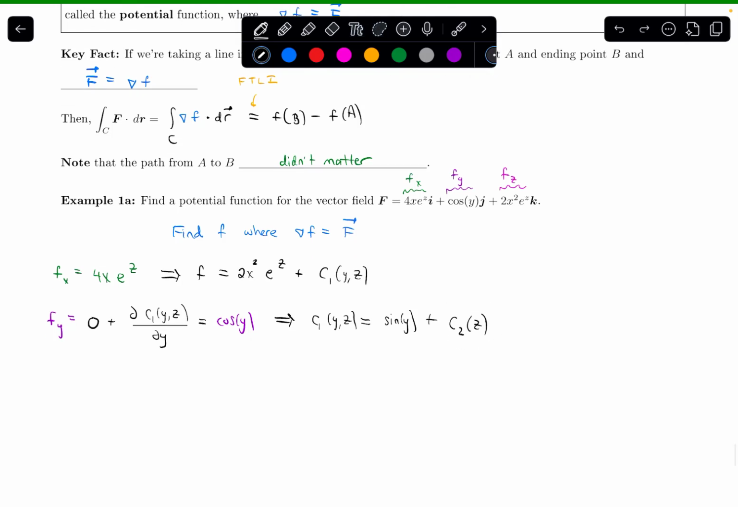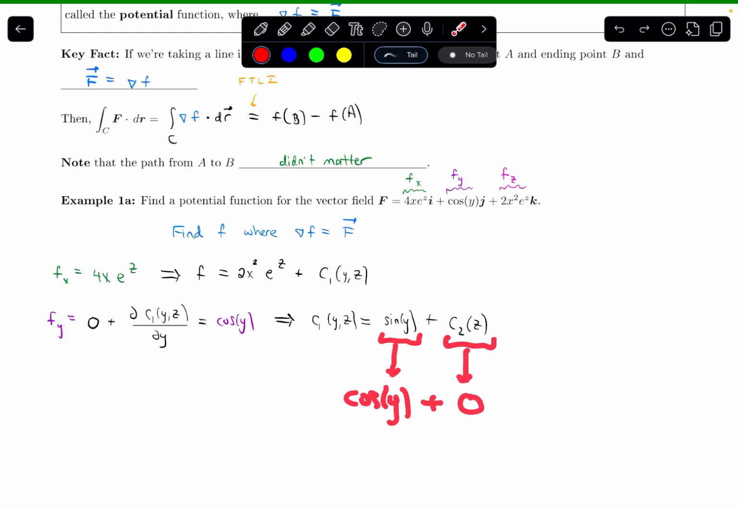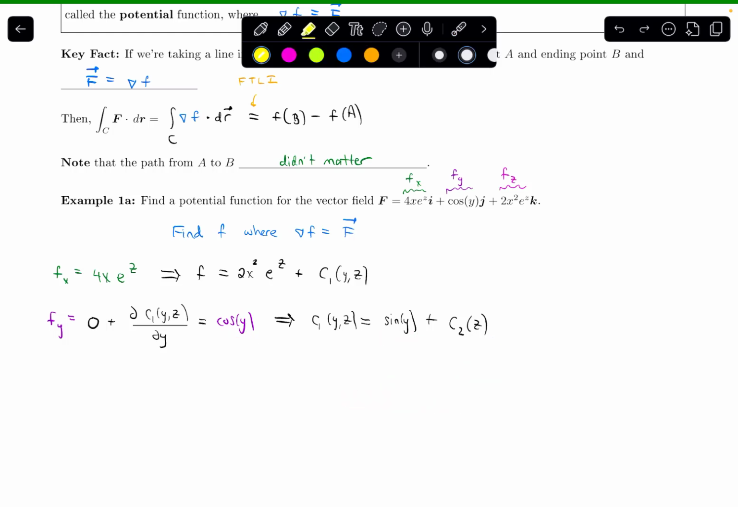To check this, let's do the partial of this with respect to y. For the sine of y, that partial would be cosine of y. The next term has no y's, so its partial becomes 0. Adding those together, it does equal cosine of y. So that's good. Let's highlight this a little bit. This function c1 of y comma z, I now know it equals sine of y plus c2 of z. There's this other function of z added to it. So we are almost there.